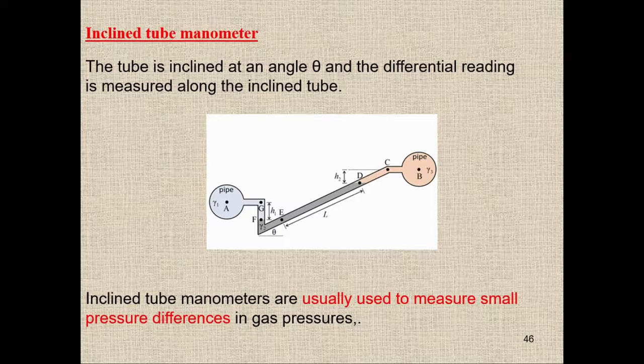So we have different types of manometers. We have a barometer, then we have the piezometer, the U-tube manometer, and then the inclined tube manometers. In the case of U-tube manometers, sometimes we will have multi-fluid manometers. We will do this in numericals.